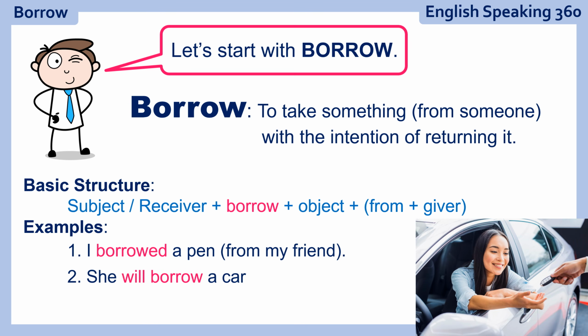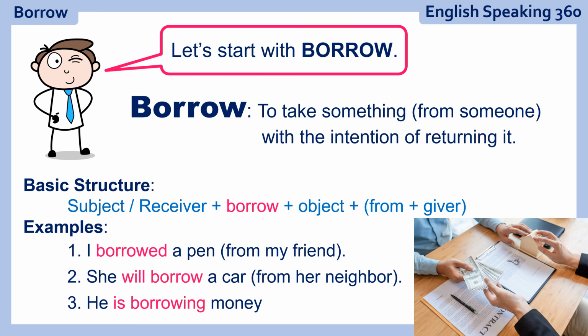Example 2. She will borrow a car. So she has the intention of getting a car from somebody. So she wants to receive a car from her neighbor. The neighbor is the giver. He is borrowing money, which is fine, or he is borrowing money from the bank. So the bank is the giver of the money, but of course, the bank expects to get the money back. So you are borrowing money from the bank.